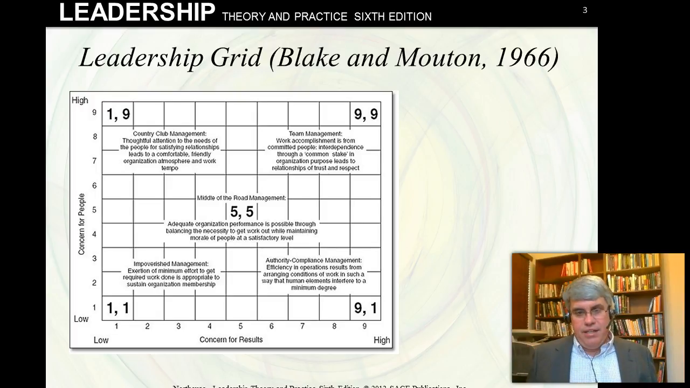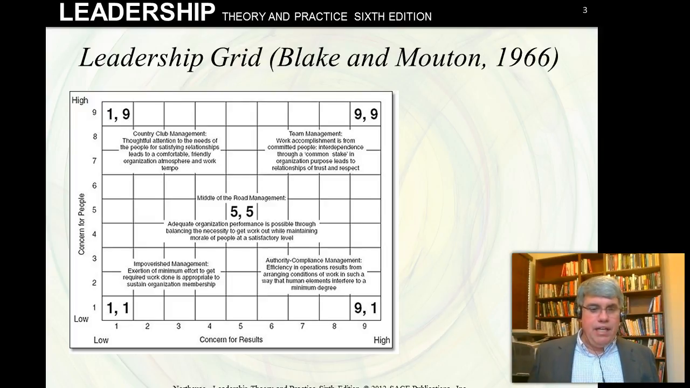The other end here is the authority compliance management. In this style of management, the manager is just concerned about getting the results. He or she will do anything that they can to get results. They're not concerned about relationships. They're not concerned about the workers. They're in charge, and they're going to do everything they can to get results. And as you can imagine, there's advantages and disadvantages to that style.